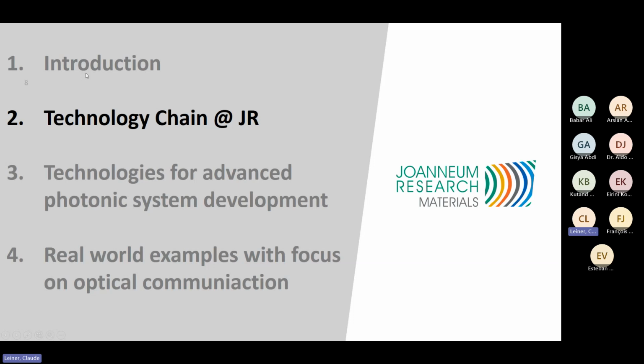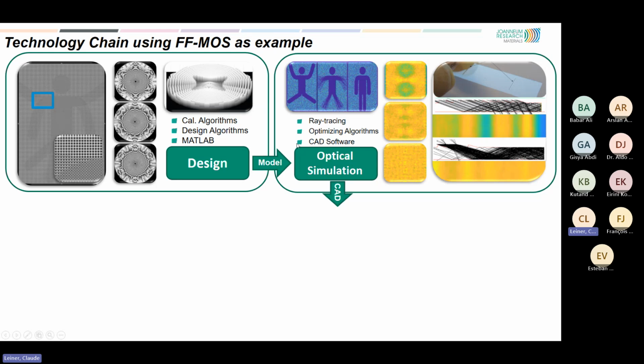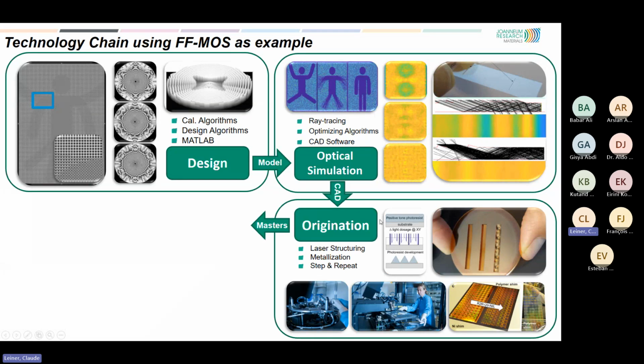This is part of the introduction. Now I will come to the technology chain at Joanneum Research. Here, as an example, we have research topics along the whole value chain. So we are doing the design. This is also my topic, where self-developed calculation algorithms are used to calculate these freeform micro-optics. Then we have a big optical simulation part where we can verify the optical functionalities of them. Then we have the origination.